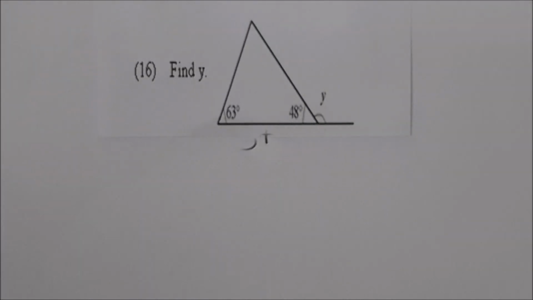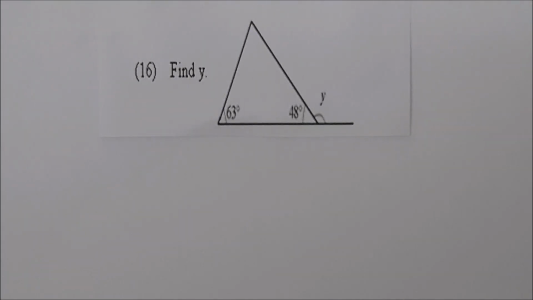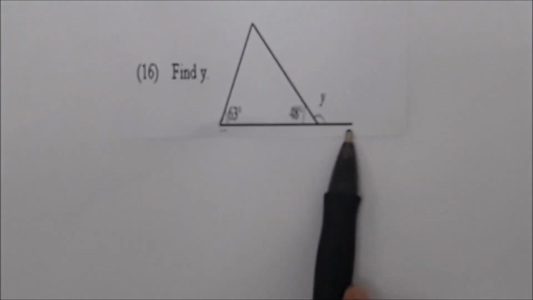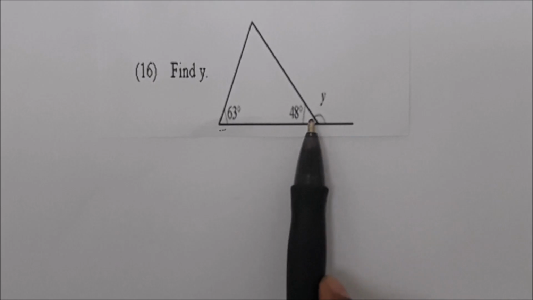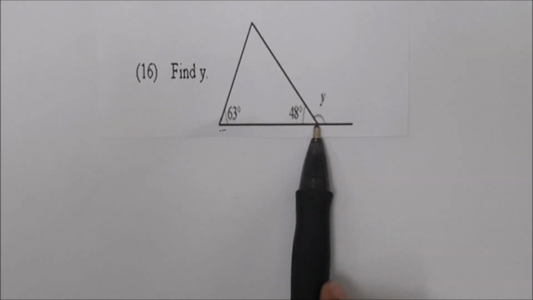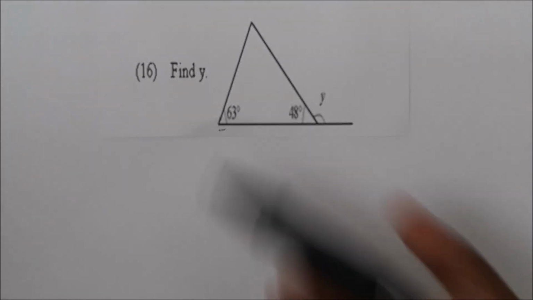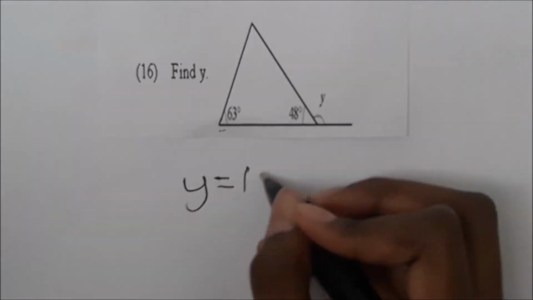Okay, number 16. Find y. Tell us what you have to do. Subtract 48 from 180. Why? Because they're both on a straight line. Okay, show us that. Show us the straight line where you have 48 and y. Point to the 48, and then point to y. So those are the two angles on a straight line, and you have to subtract. So put y is equal to 180 minus 48.